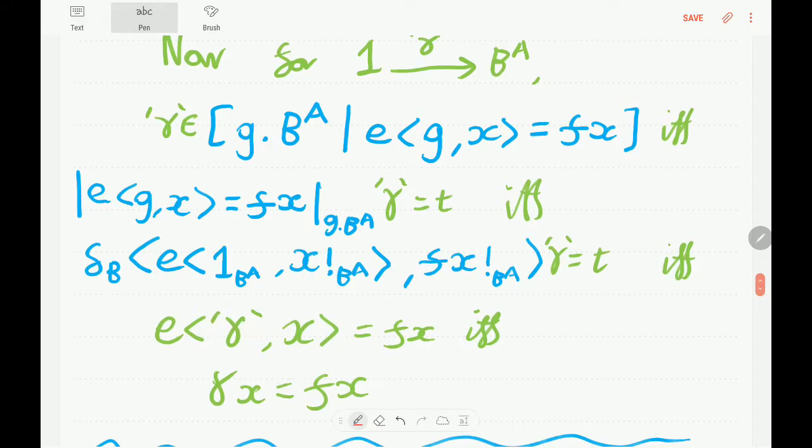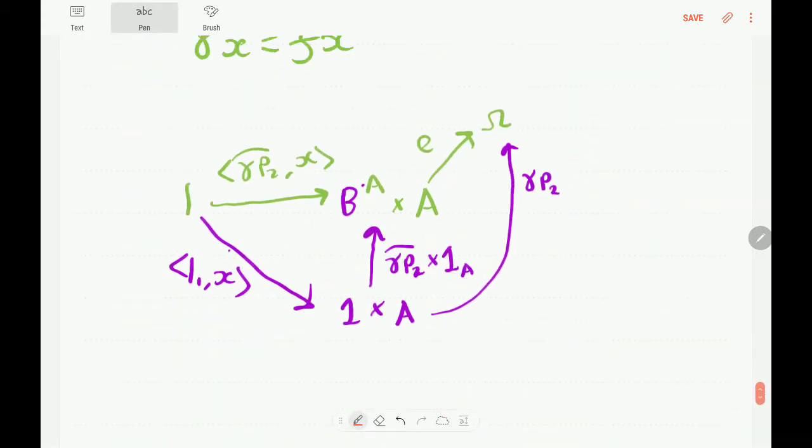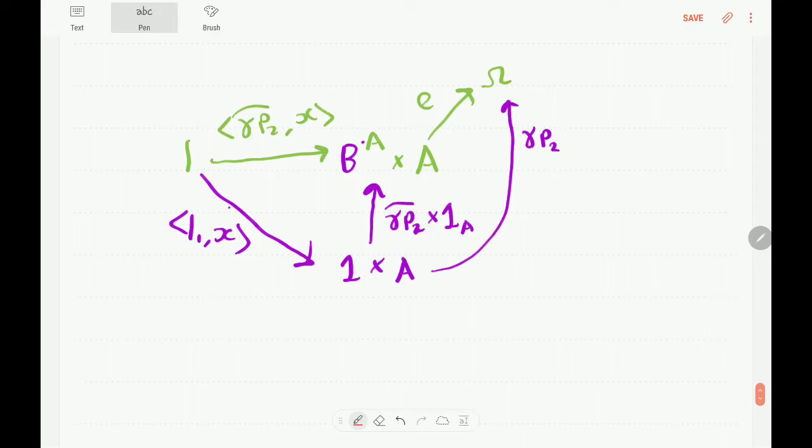Now, why is this equivalent to this? Well, it can basically be seen from this diagram here, because this is the top line, because this line here is essentially e after the name of gamma, comma x, composing along these green arrows, whereas composing along these purple arrows at the bottom just gives us gamma after x, and we see that this diagram commutes, which completes the proof.